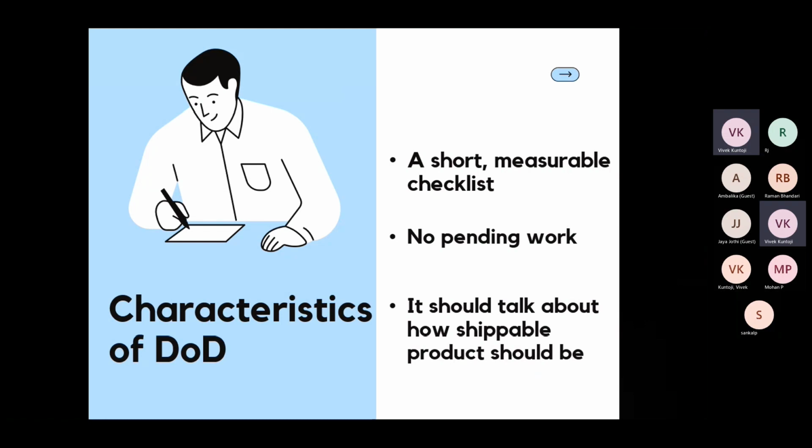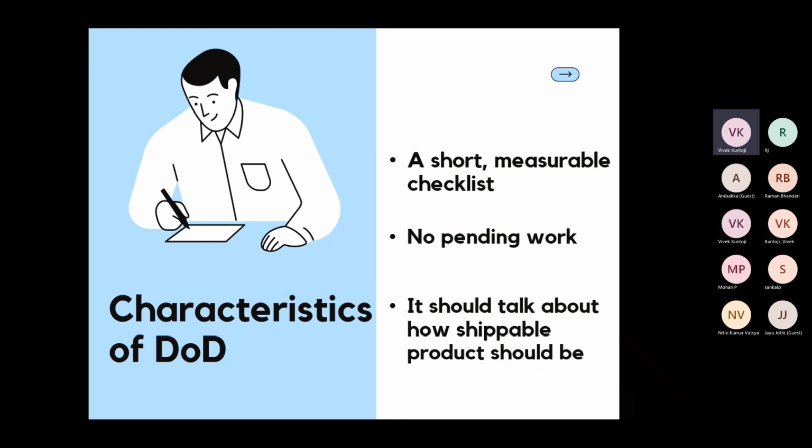Third, it should talk about how shippable the product should be, which means that all work items should comply with that checklist. Once all the work items have passed through that gate, it has all the ingredients required to say that this product increment is shippable now. When I say shippable, that doesn't mean that it is releasable. It is ready for release is what we are saying.